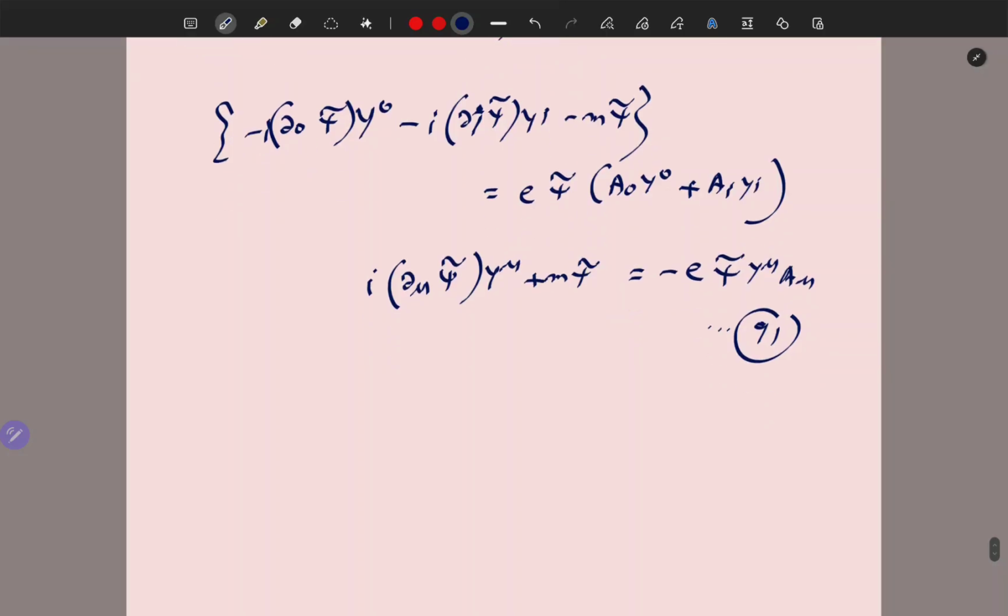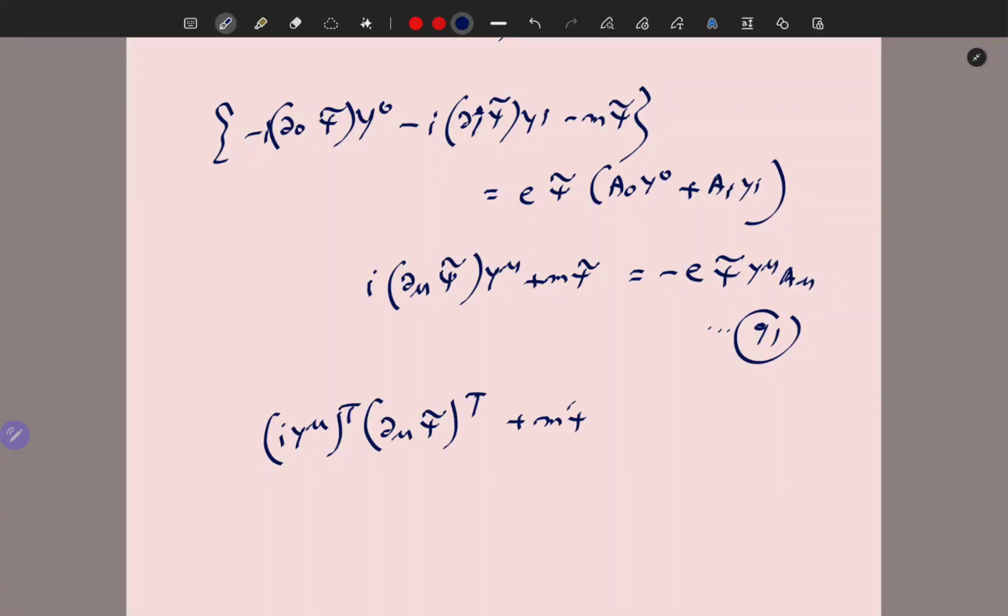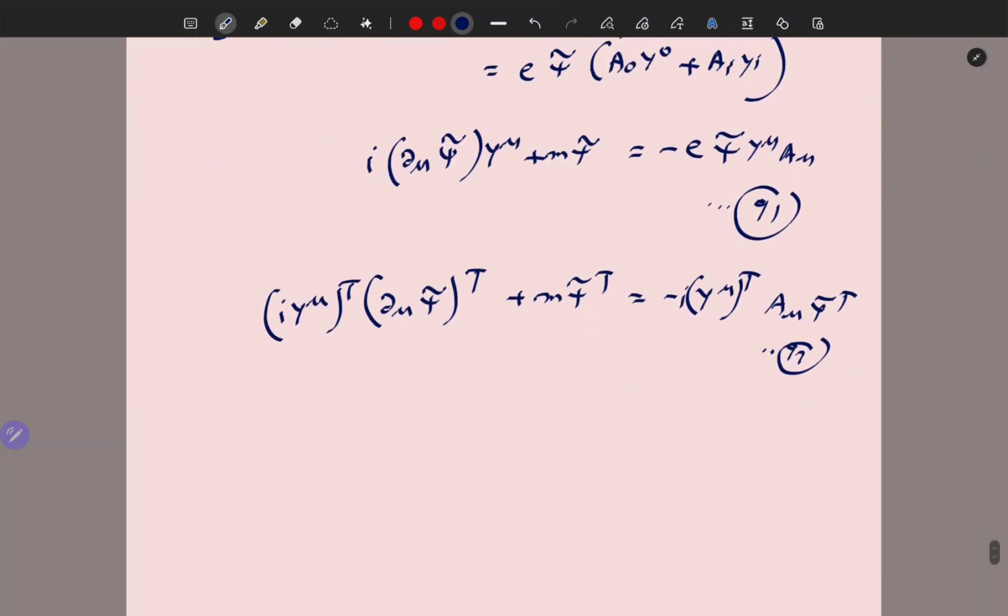Taking the transpose of the above equation, we have i γ^μ^T ∂_μ ψ̃^T + m ψ̃^T = −e γ^μ^T A_μ ψ̃^T. This is equation number 92.